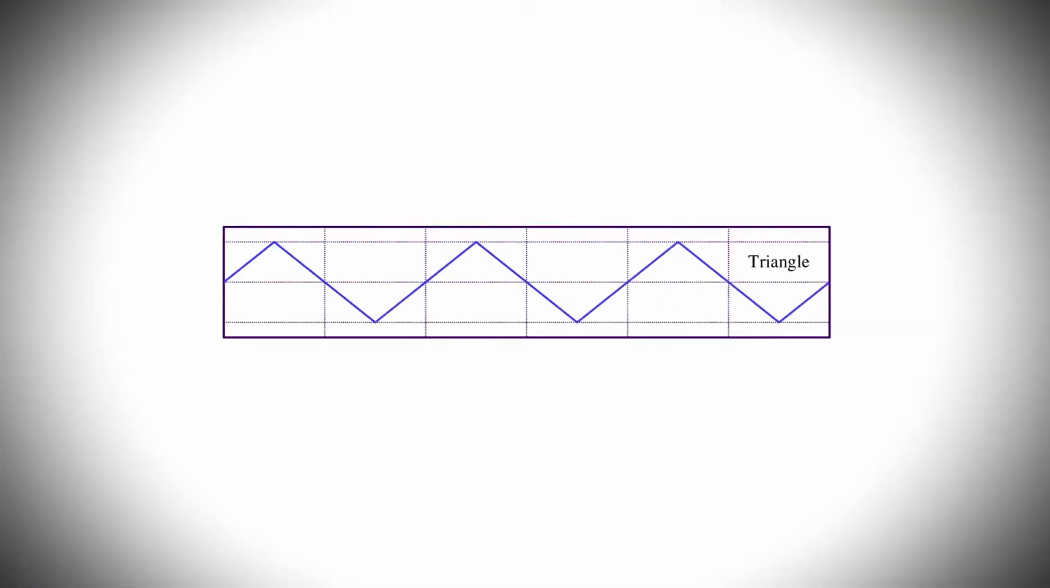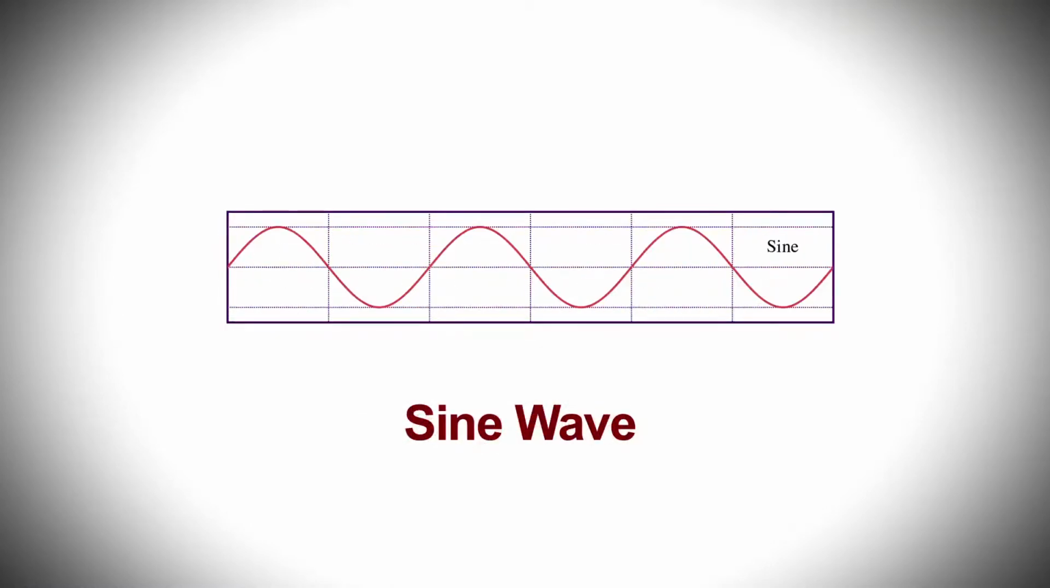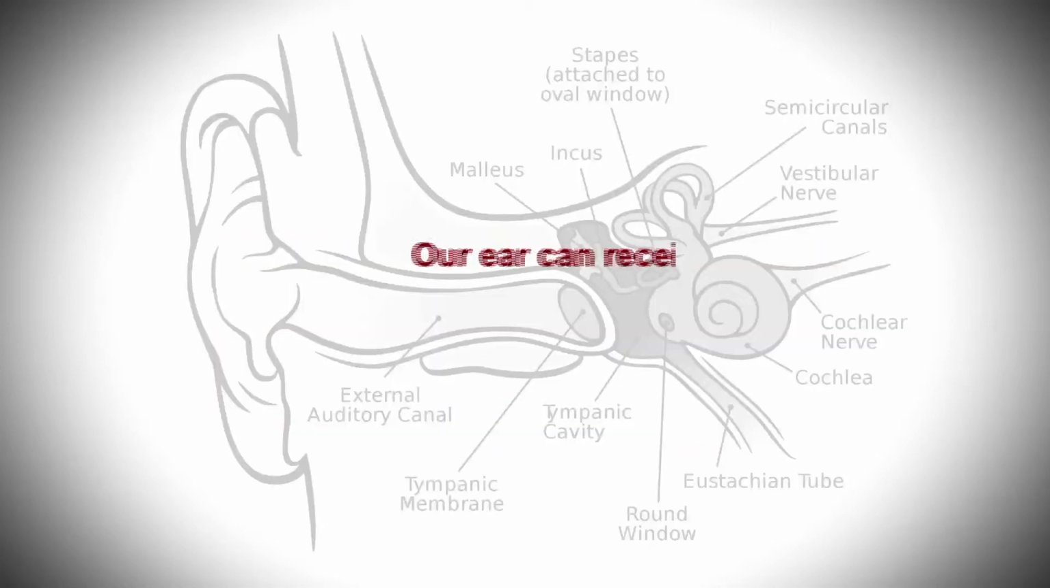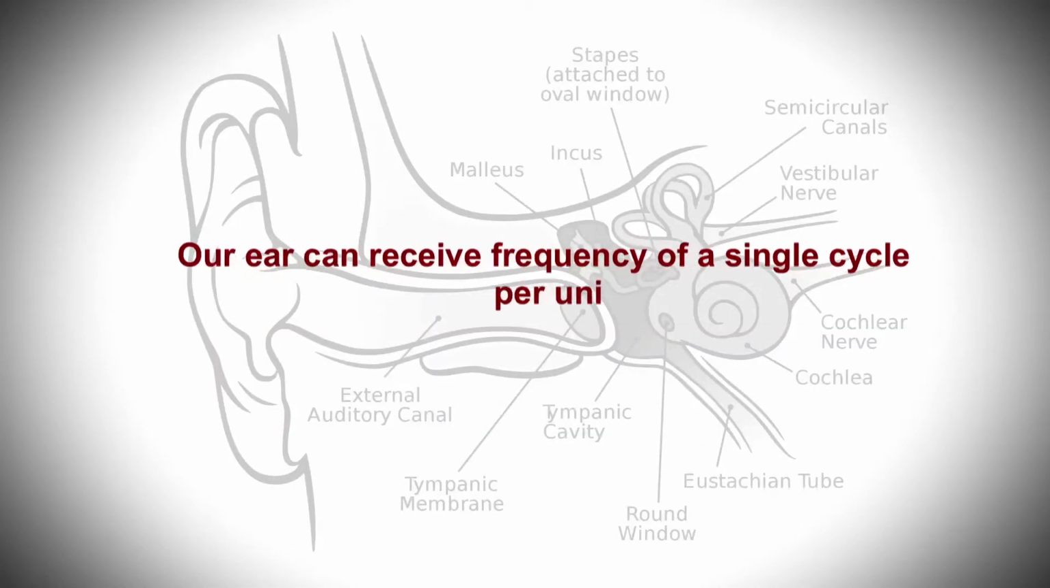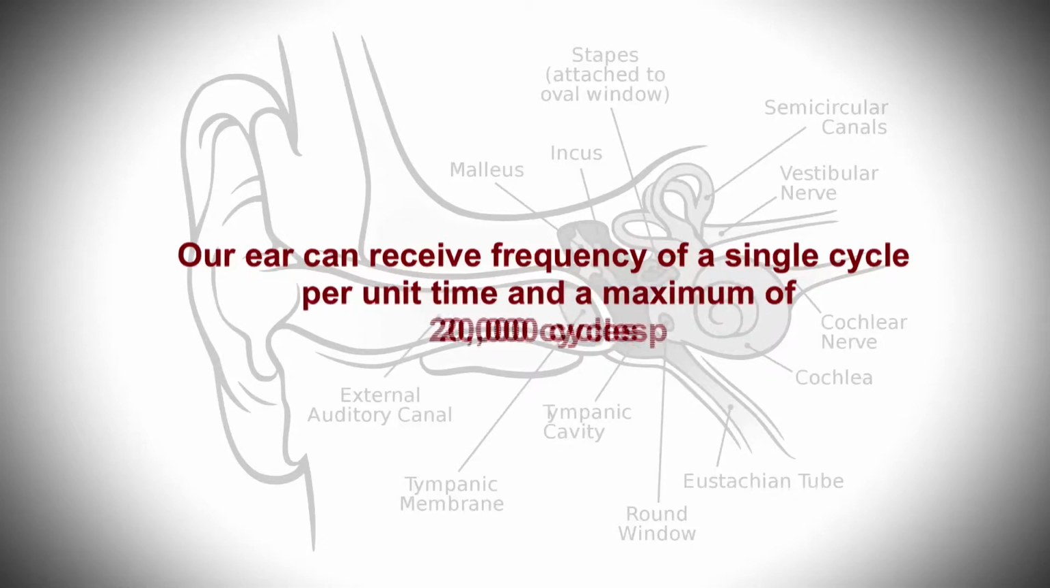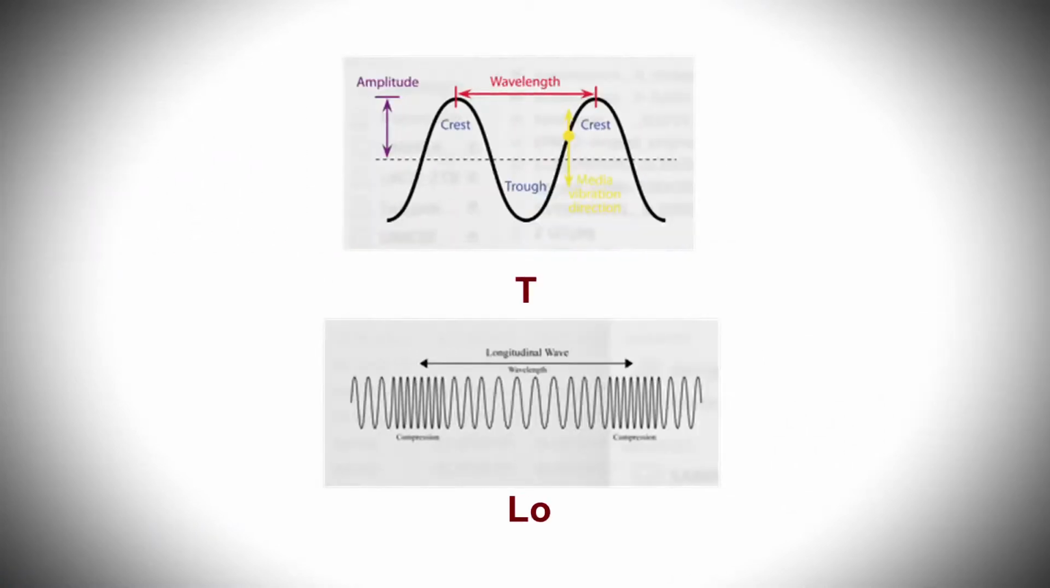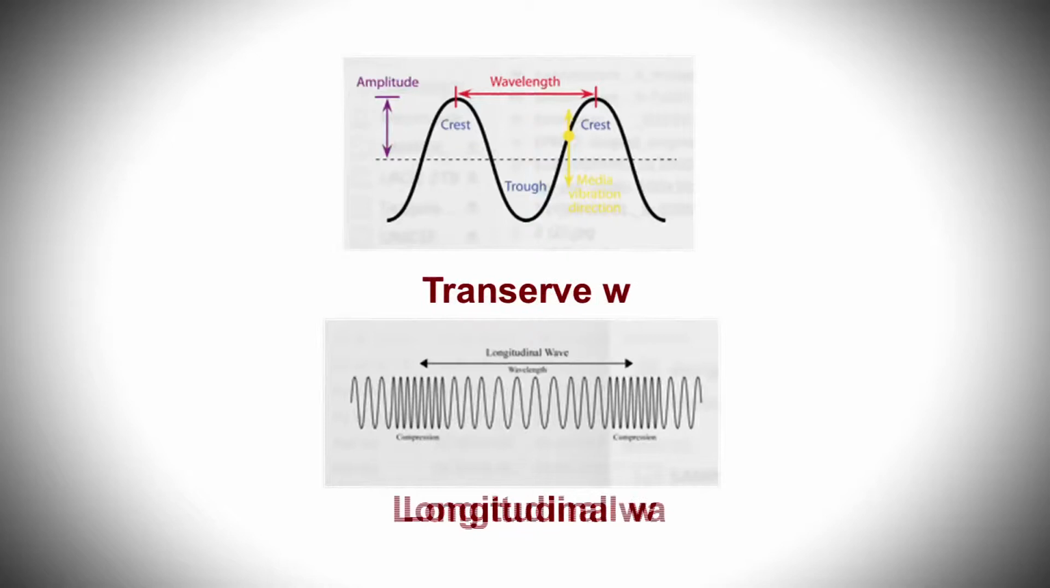Frequencies. Sound aspects have different types of frequencies as well as magnitudes. The waveforms are in the shape of a triangle wave, sine wave, square wave and sawtooth wave. Our ear can receive a frequency of a single cycle per unit time and a maximum of 20,000 cycles per second. Frequencies are categorized into low, low mid, high mid and high band. There are two kinds of waves, they are transverse and longitudinal.